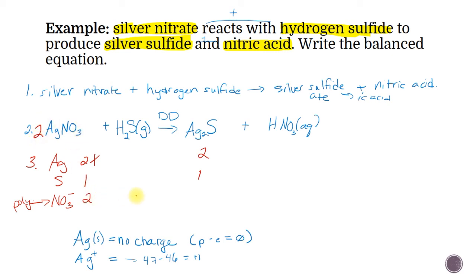So now I have 2 nitrate on that side. I only have 1 over here. I just got this 1, so I have to put a 2 in the front of this, so I have 2 nitrate.